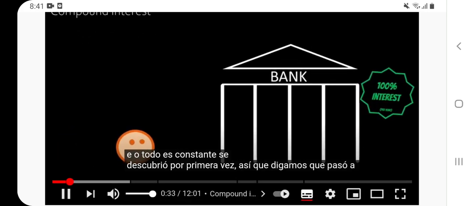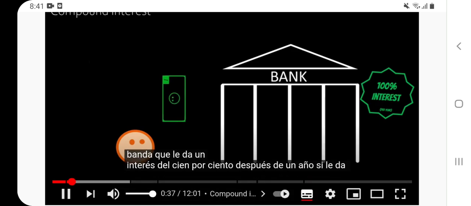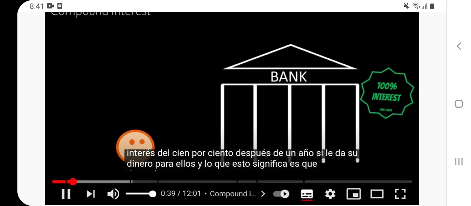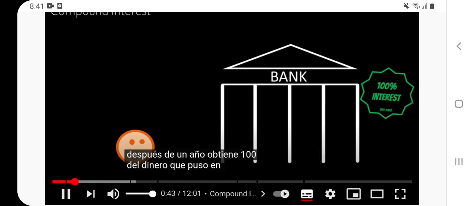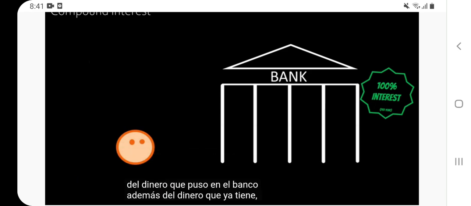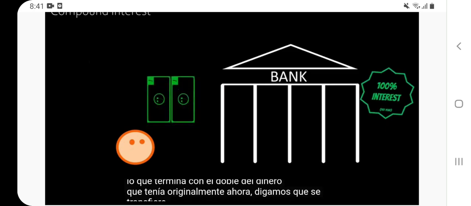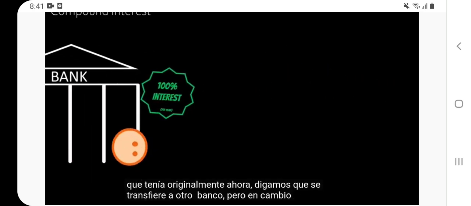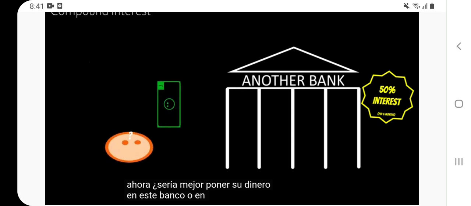So say you rolled over to a bank that gives you 100% interest after 1 year if you give your money to them. What this means is after 1 year, you get 100% of the money you put into the bank on top of the money you already had. So then you end up with double the money you originally had. Now let's say you roll over to another bank, but it instead gives you 50% interest every 6 months. Would it be better to put your money into this bank or the other bank?